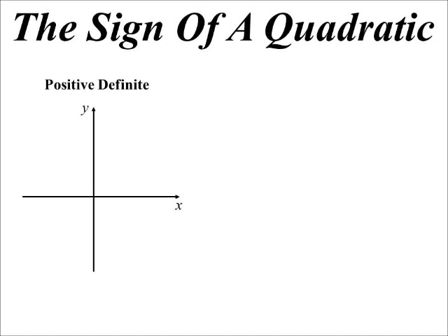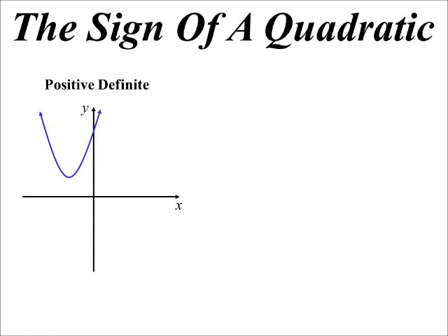The sign of a quadratic. Well, what they're talking about with a sign is whether it's positive or whether it's negative. So the first term we have is positive definite. What does it mean? It means it doesn't matter what value we substitute in for x. We know the answer is definitely going to be a positive number. So it must be a parabola which is always above the x-axis.